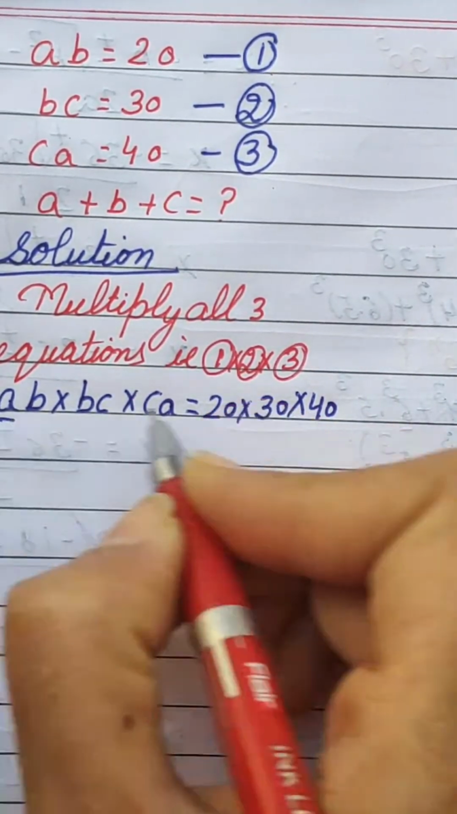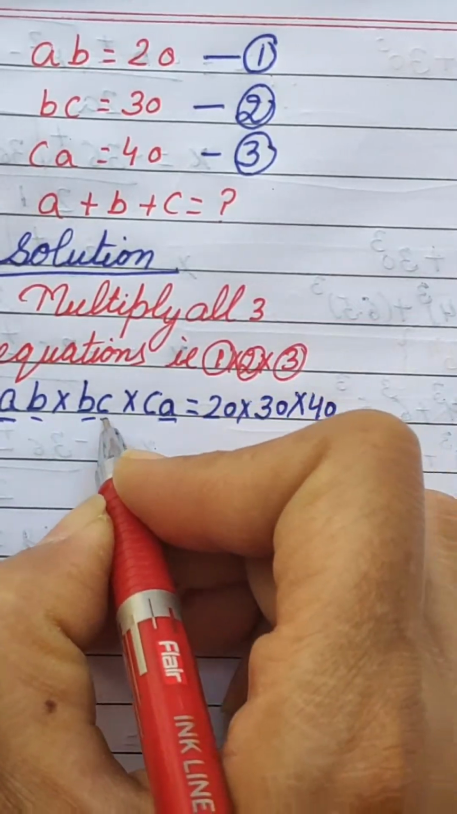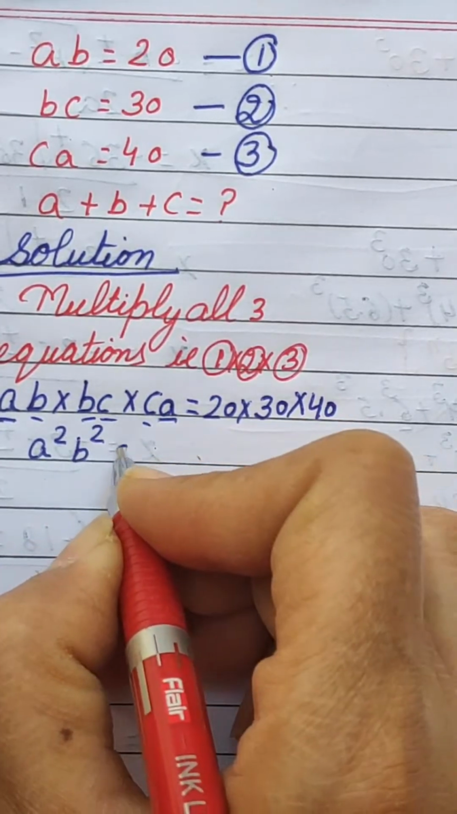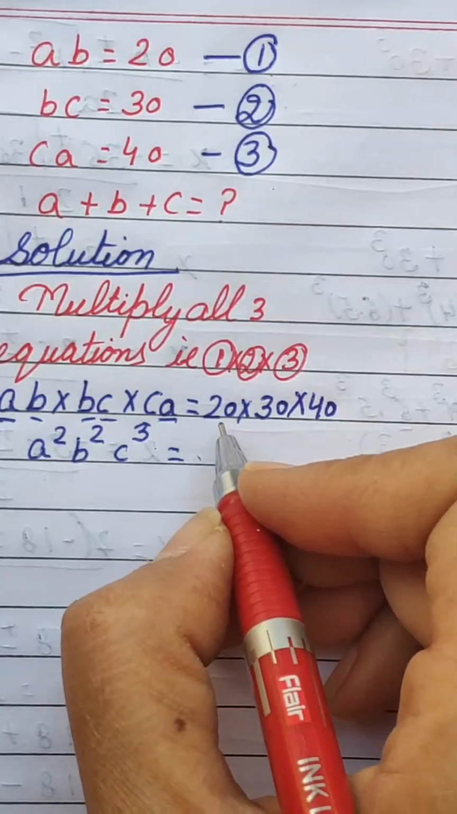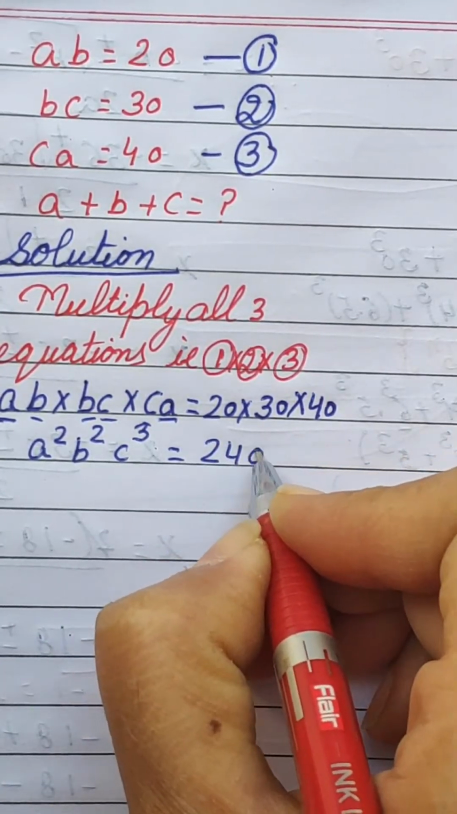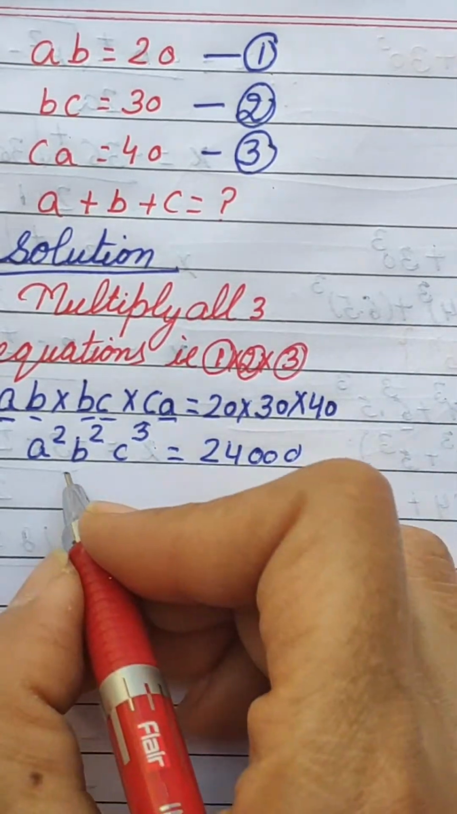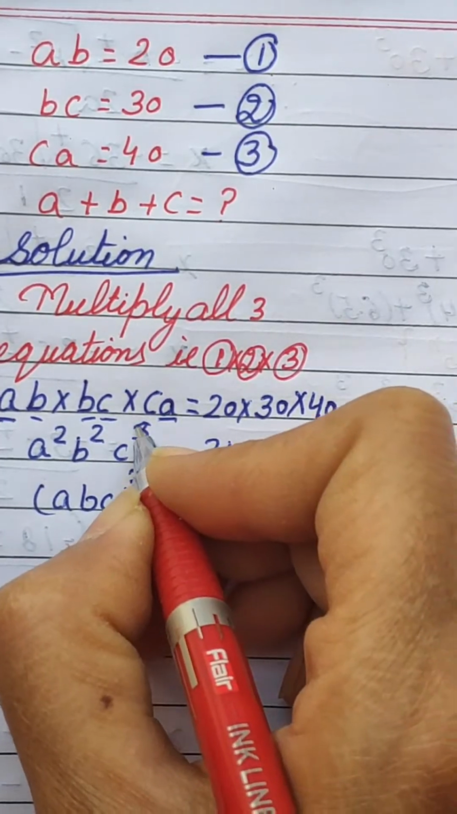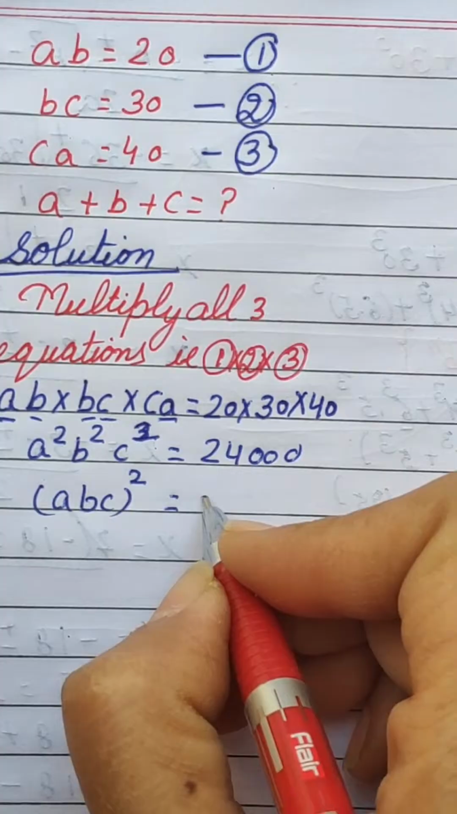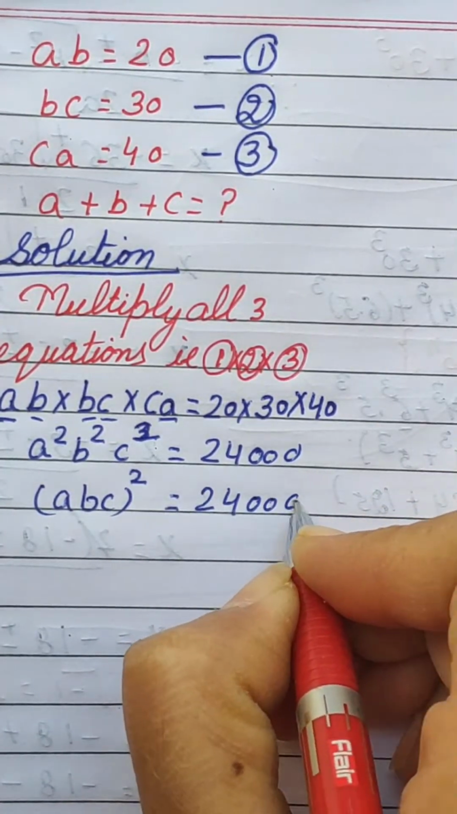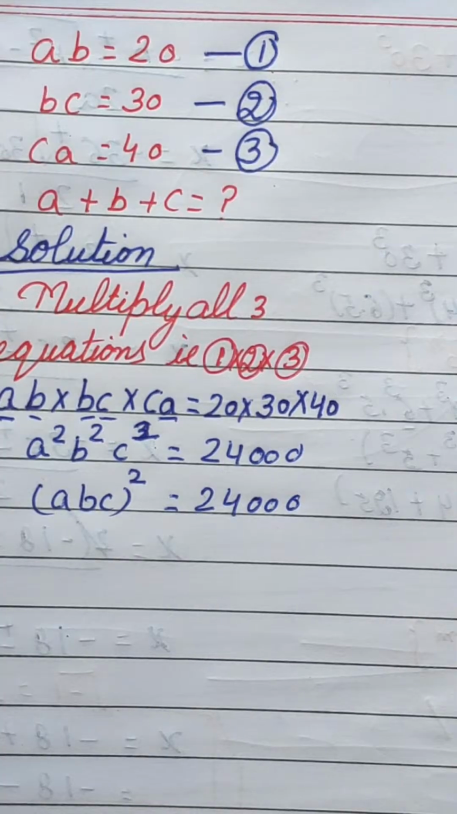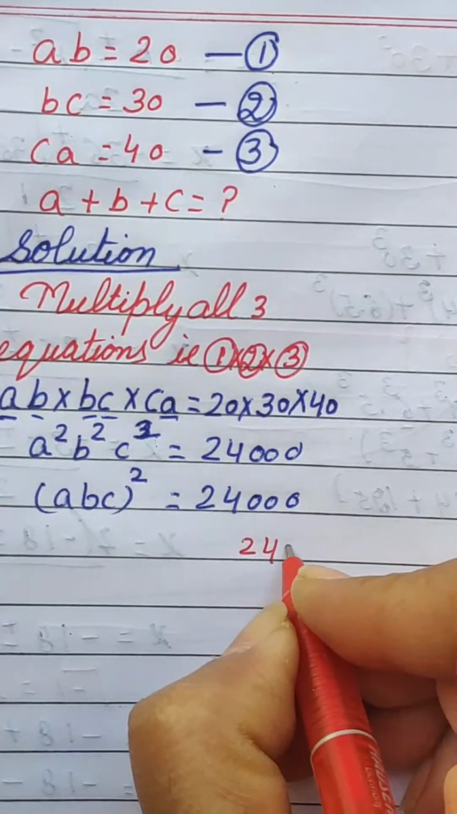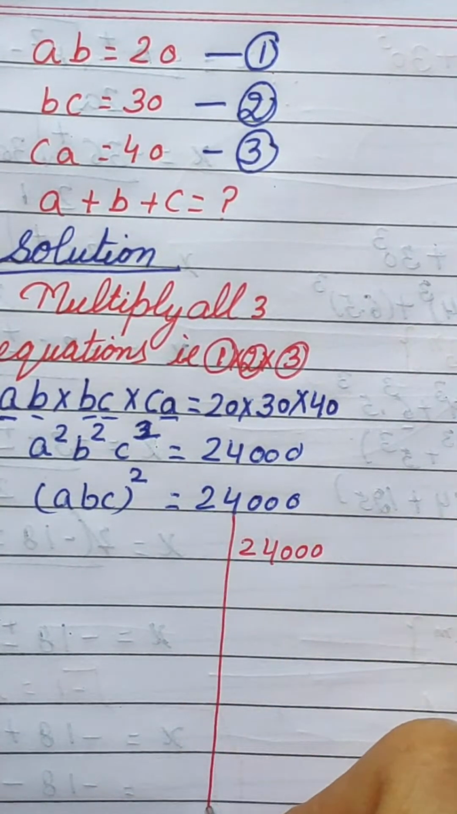So here you can see that 2 A's are there, 2 B's are there, and 2 C's are there. So I'll write it down: A square, B square, C square is equal to, this is 24,000 if you multiply all this. So now I take the common part, ABC whole square is equal to 24,000. So now what will we do? We simplify this 24,000.